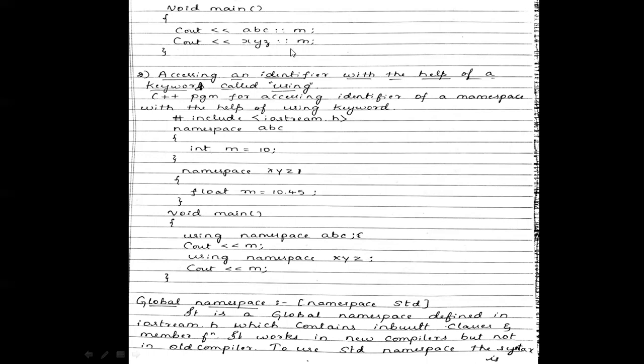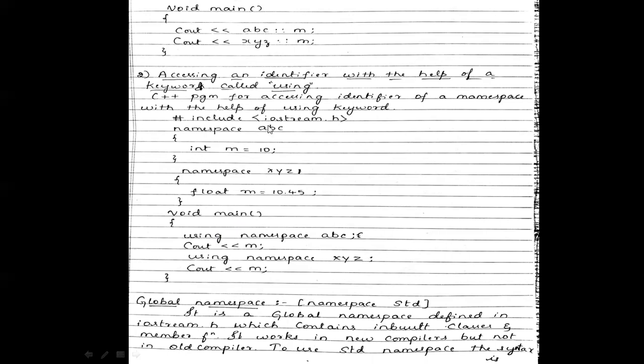One more way to access the value of identifier using namespace is using a keyword called using. Let us see how we can do that. Accessing an identifier with the help of a keyword called as using. C++ program for accessing identifier of a namespace with the help of using keyword. So this is a header file, then I am having namespace ABC, here m value is 10, then I am having namespace XYZ, here m value is 10.45. Then I am having the main function, then using the keyword using, I write using namespace ABC.